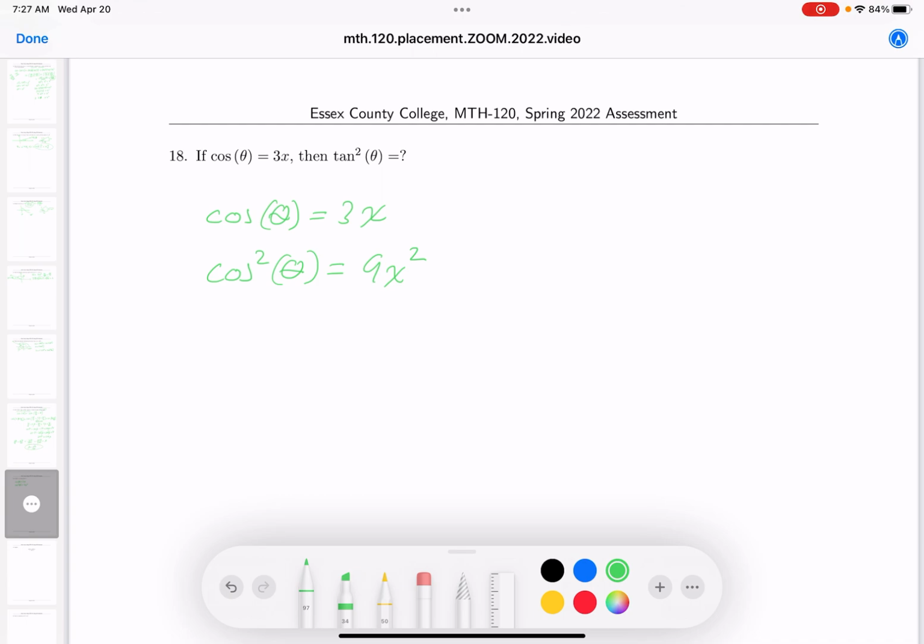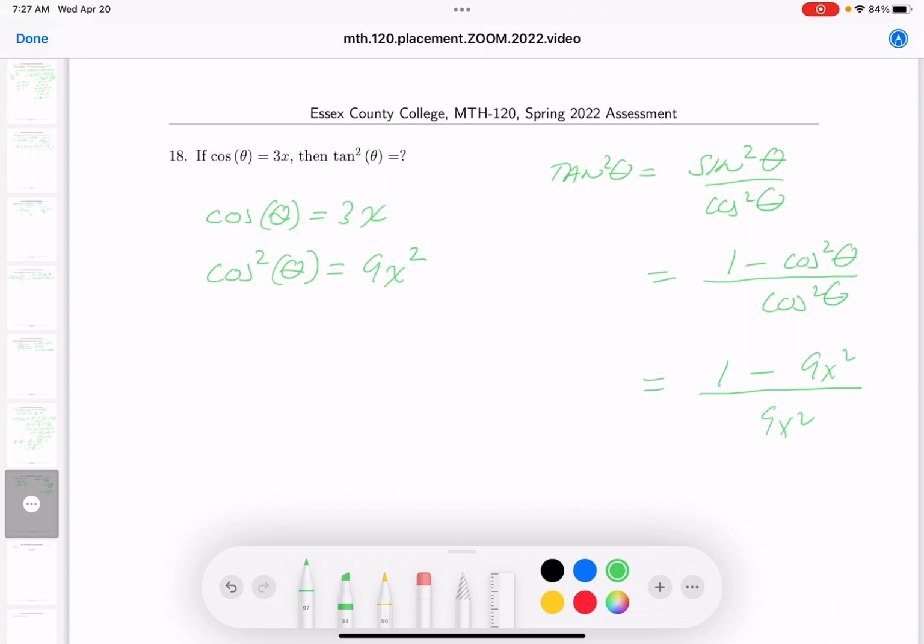And again, I want to point out that tangent squared of theta is equal to sine squared theta over cosine squared theta. And you should know by Pythagorean identities that the sine squared theta is actually just simply 1 minus cosine squared theta. And I think I have what I need. I'll write this down for you. It's 1 minus, what's cosine squared? 9x squared. By the way, I like the answer.